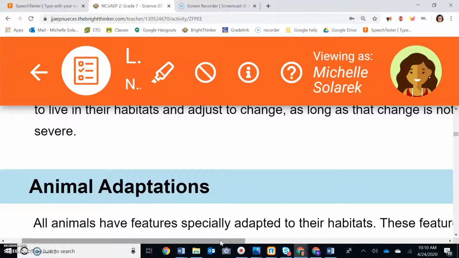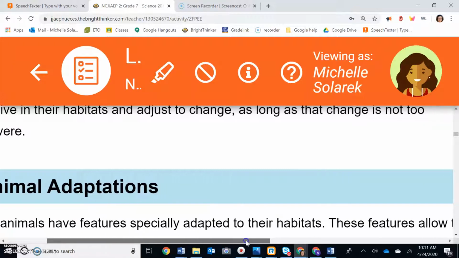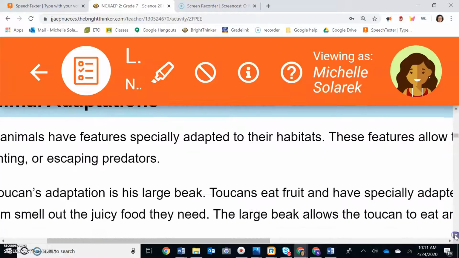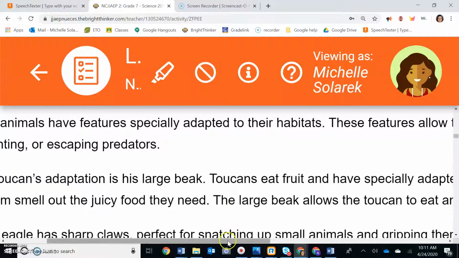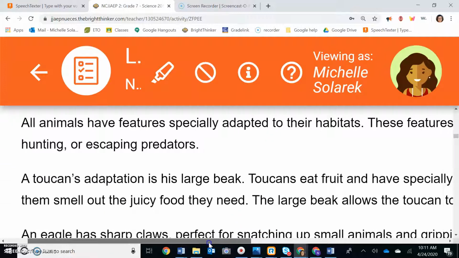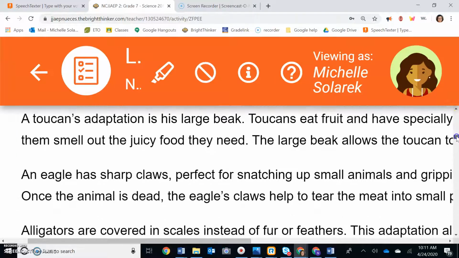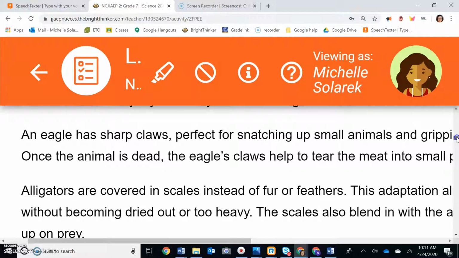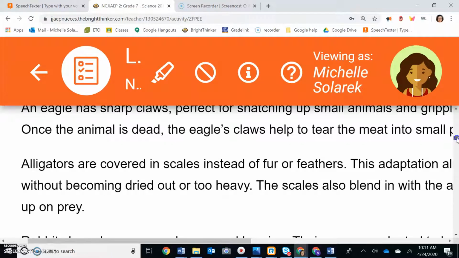So all animals have features specially adapted to their habitats. So if a polar bear has really thick shaggy hair, he needs to stay in a cold habitat because he was designed for that. So basically they are designed to live the way they need to in their habitat. Here's an example. A toucan's large beak helps him eat fruits from the trees. An eagle's sharp claws help him snatch up the animals.